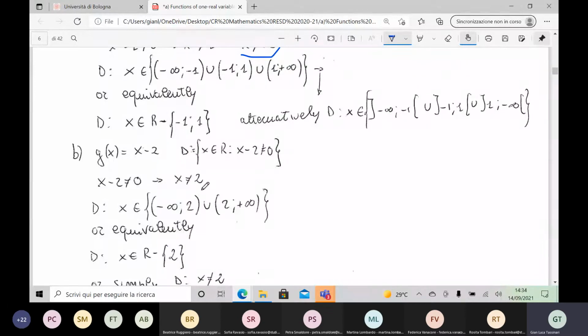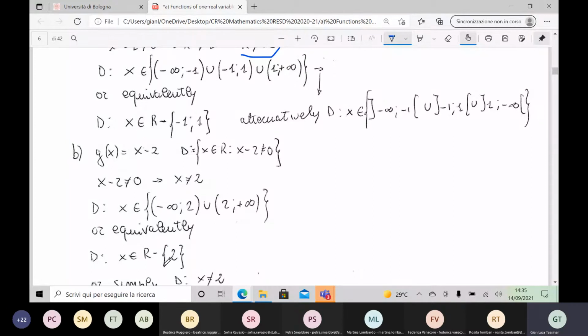You can write x belonging to what? The function is defined for all x from minus infinity to 2, but 2 is not included, remember, because x is different from 2. So you write this one, union 2, again not included, to plus infinity. Alternatively, if you want to follow this way, you can write x belongs to R, the set of the real numbers, minus the set made up by the element 2.